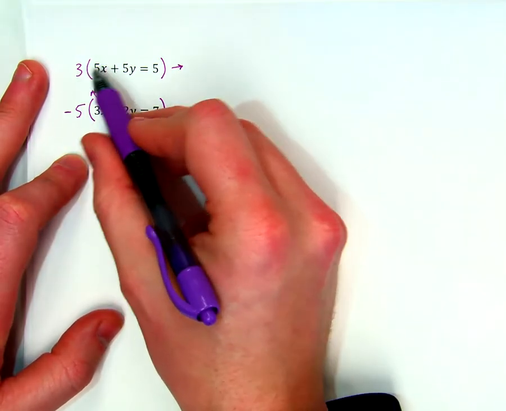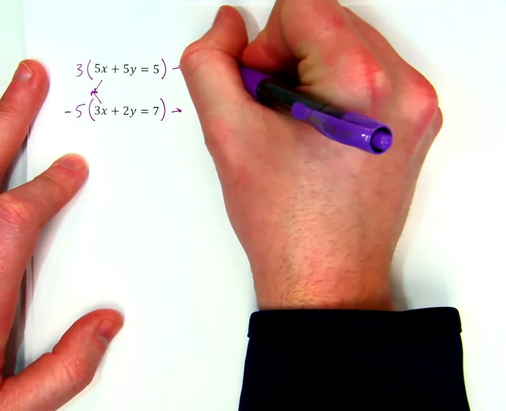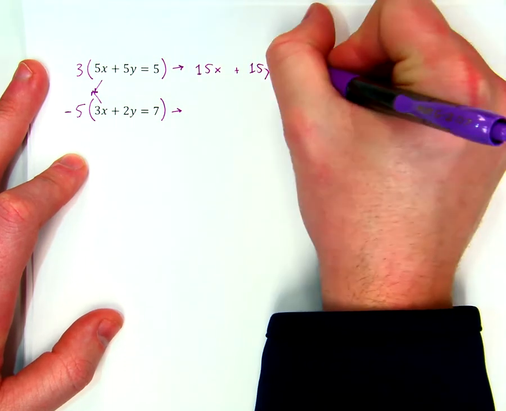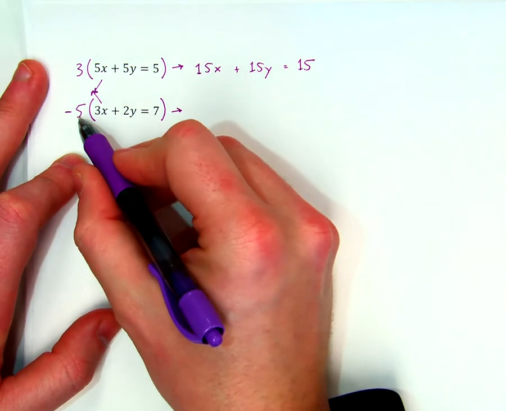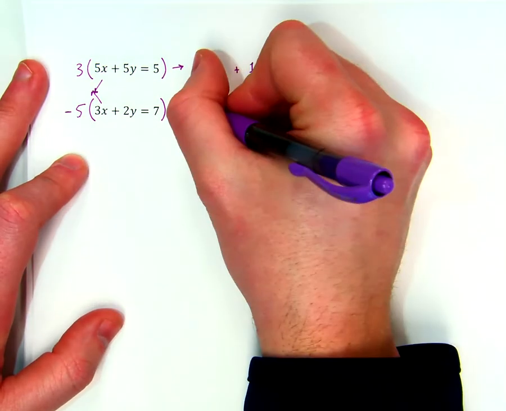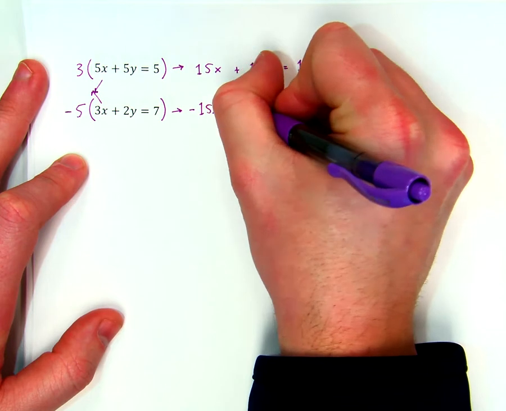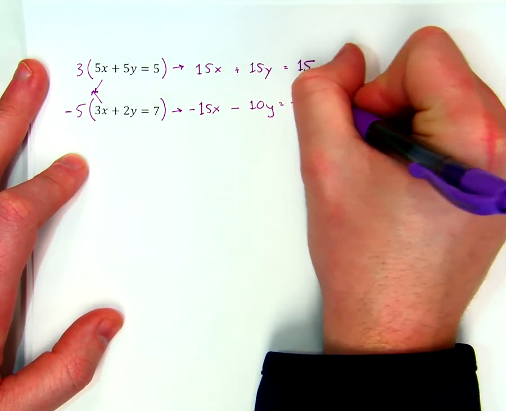So when I distribute the 3 into the top equation, I'm going to end up with 15x plus 15y equals 15. When I distribute the negative 5 into the bottom equation, I'm going to end up with negative 15x minus 10y equals negative 35.